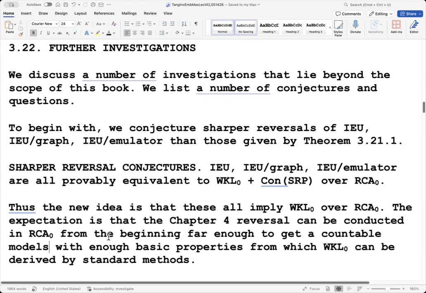Yeah, I don't think a pi 0 1 sentence could possibly prove WKL naught. Well, it's not exactly a pi 0 1 sentence. It's probably equivalent to one over WKL naught, but still can't possibly prove WKL. Yeah, so I think this is wrong, but it can be replaced by a more technical conjecture. I think maybe IEU emulator is probably equivalent to effective WKL naught plus con SRP. Maybe that is the theorem. I have to think about this.